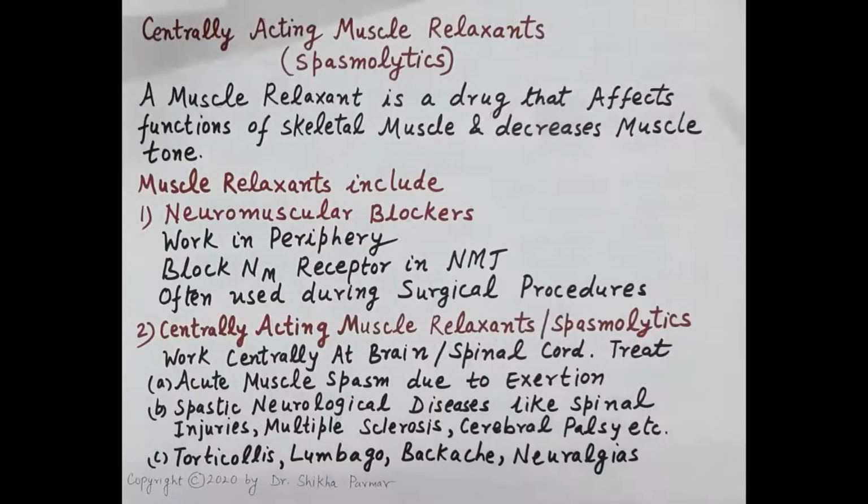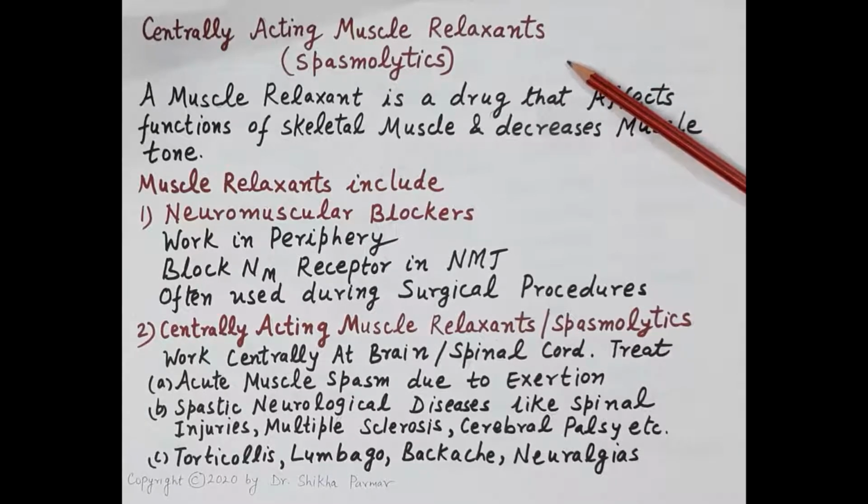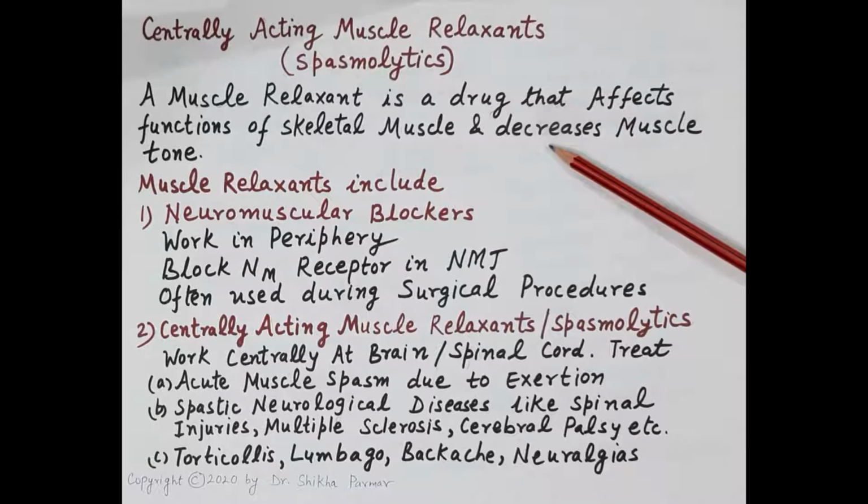Students, in today's session, we'll talk about the pharmacology of centrally acting muscle relaxants or spasmolytics. These are the drugs that reduce spasm of skeletal muscles and produce relaxation of the skeletal muscles. So, a muscle relaxant is a drug that affects the function of skeletal muscle and decreases the muscle tone.